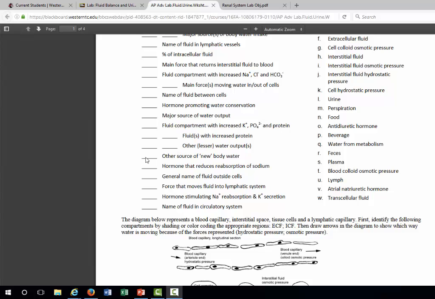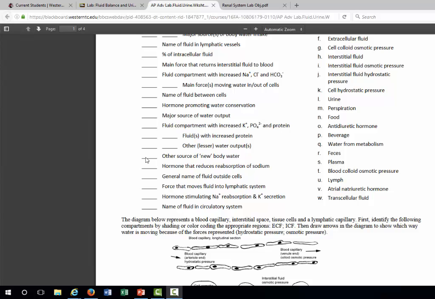And other sources of new body water. Think of the equation for cellular respiration. Glucose, right, is broken down with oxygen to form carbon dioxide, water, and ATP, right? So we produce water by breaking down sugar. So letter Q, water from metabolism, is another source of new body water.